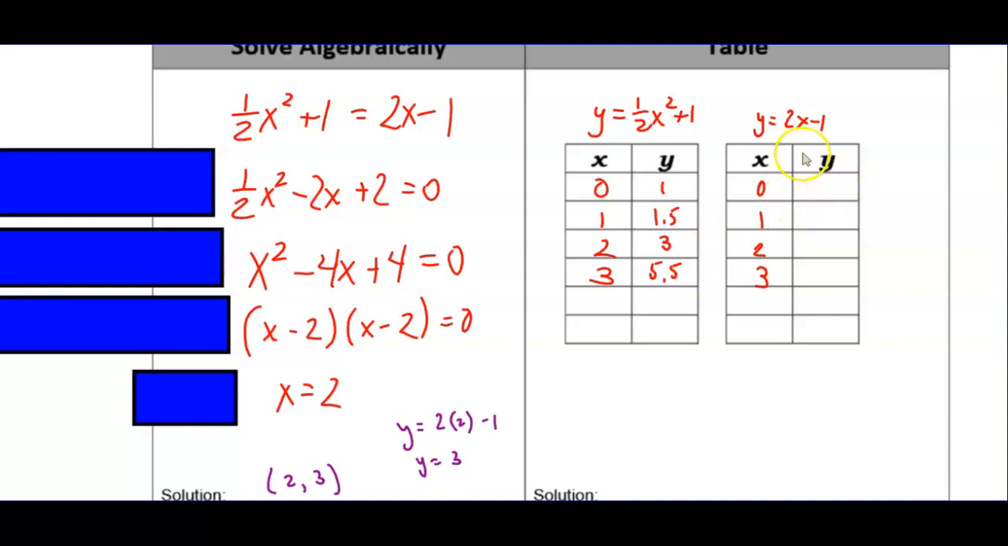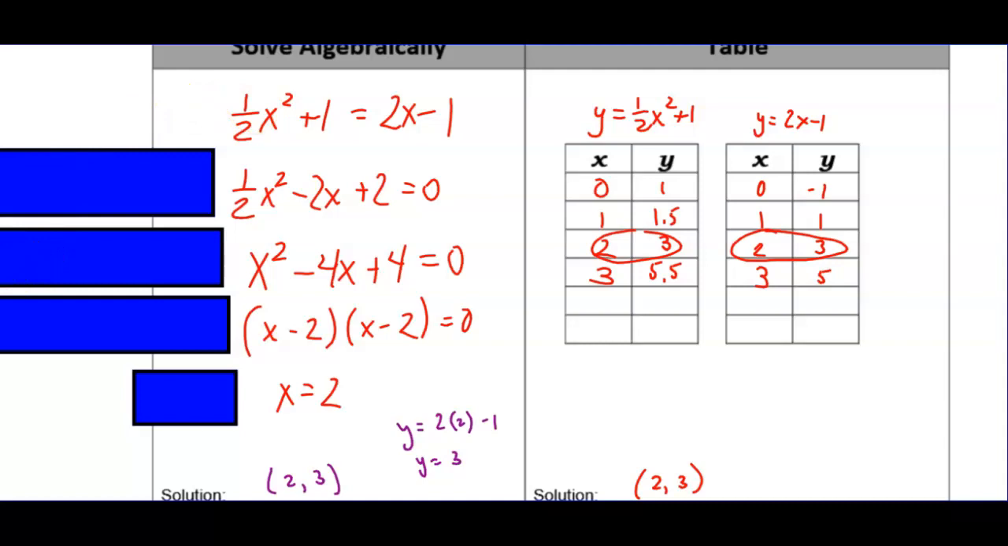And then over here, if I put in a 0, I get negative 1. Put in a 1, I get 2 minus 1, which is 1. Put in a 2, I get 4 minus 1, which is 3, and then that's my common coordinate. And I would just go one more time to confirm that it in fact does go below the curve again. So you can see negative 1 is lower than 1, 1 is lower than 1.5. Here's where it hits. This is then below again, which tells me that it's tangent, and that's going to be my only answer. So 2, 3 is my only answer.